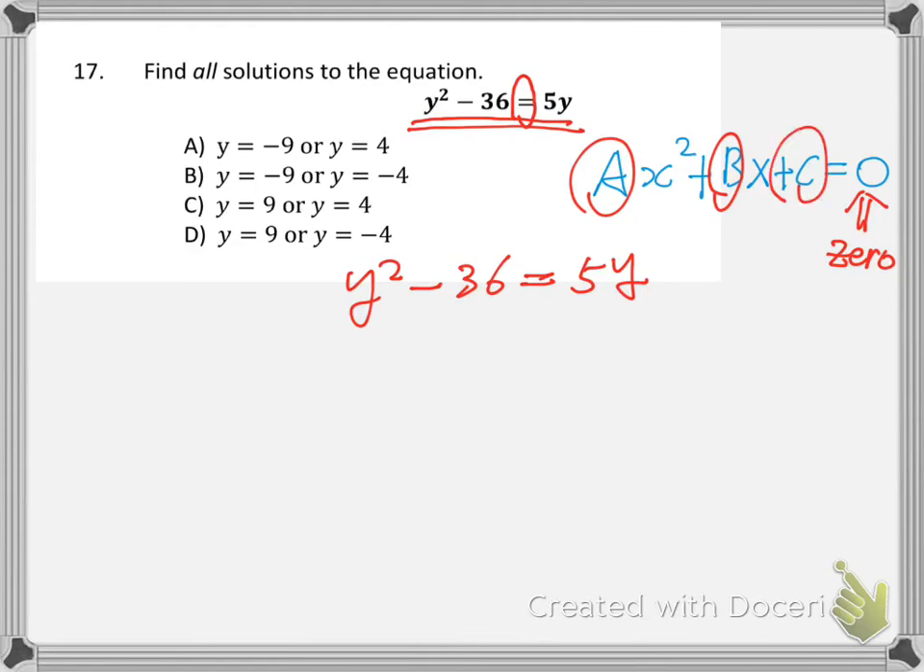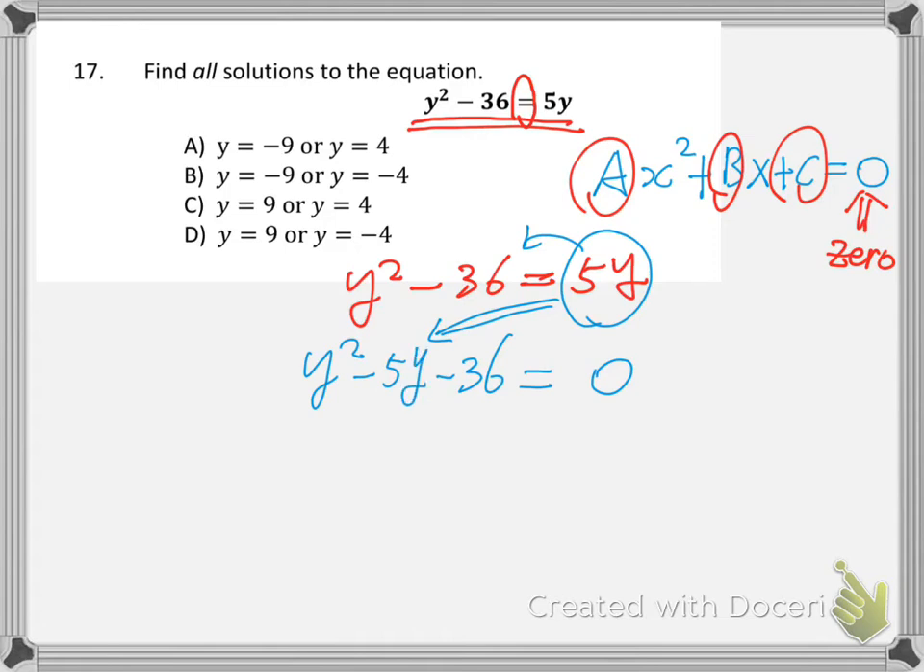So before you find A, B, C, you have to make sure the right hand side of the equation is 0. So let's give an example. In this example, the right hand side is not 0, so we have to move it to the left. We will get a new equation: 0 on the right, y squared stays the same, minus 36 or negative 36 stays the same, and 5y moved from right to left, so it becomes negative 5y. Then we can find our A, B, C. A is 1, B is negative 5, C is negative 36.